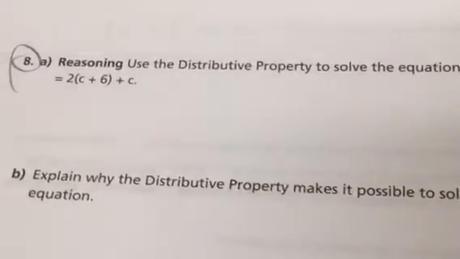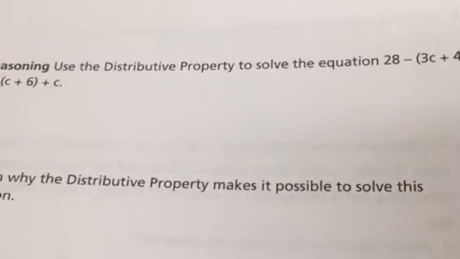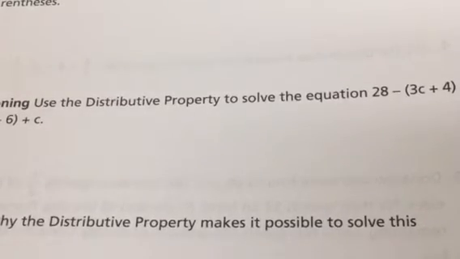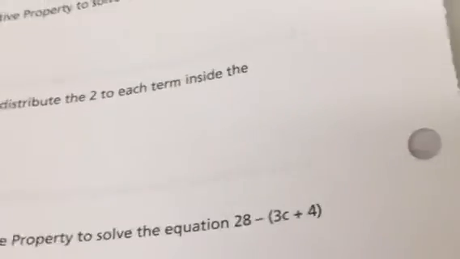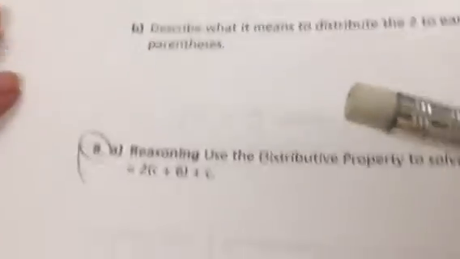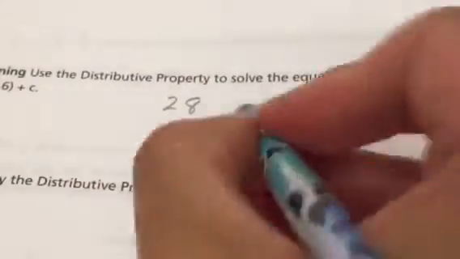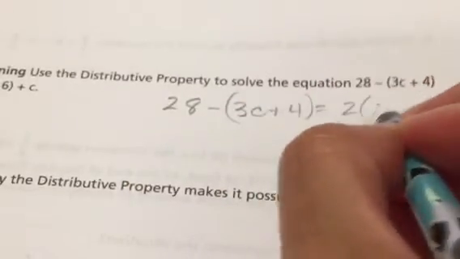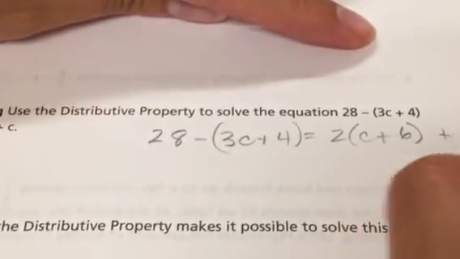Number 8 has two parts. There's an A and a B. The first part is using the distributive property to solve, and the second part is explaining why the distributive property makes it possible to solve that equation. So I'm going to rewrite the equation so they're side by side. 28 minus 3c plus 4 equals 2 times c plus 6 plus c.